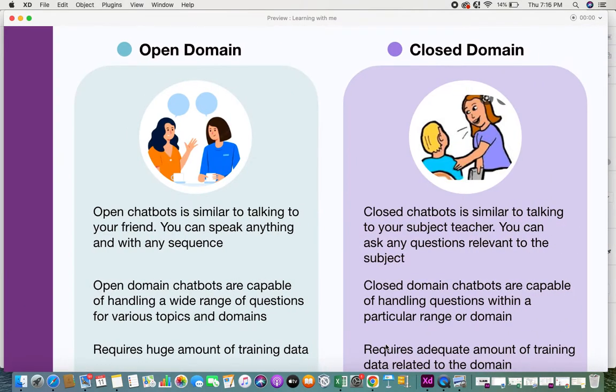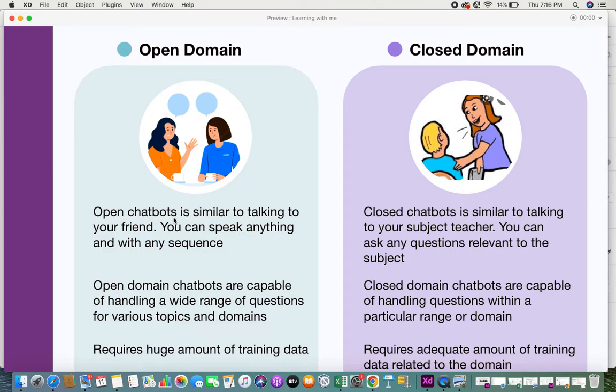Basically there are two types of chatbots, open domain and closed domain. I'll give you the difference between both. An open domain chatbot, as the name suggests, is open. There's no boundary, and this type of chatbot is similar to talking to your friend. Imagine how you talk to your friend. You can speak on any topic, you can switch topics anytime, and whatever topic you switch to, your friend is still going to understand the context and give you back an answer. This is an example of open domain chatbots.